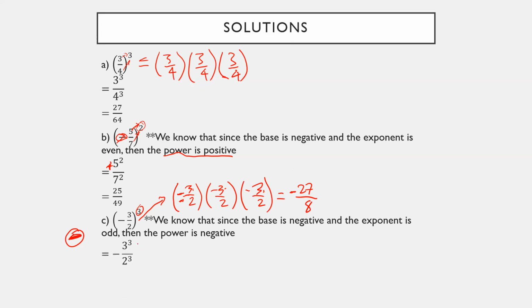So now we know that the answer is negative, so we just put a negative sign in front. And then we simply take the numerator and the denominator and raise it to the power of 3. So 3 to the power of 3 is 27, as we already mentioned, and 2 to the power of 3 is 8. So our final answer is negative 27 over 8.